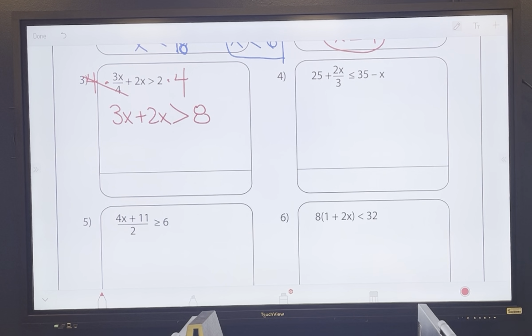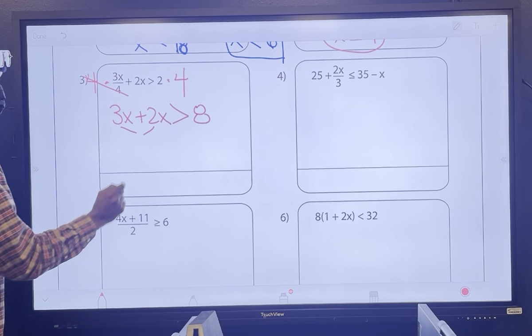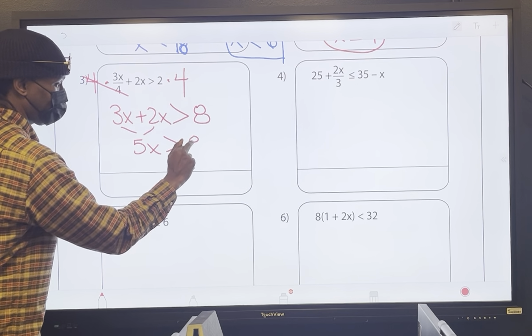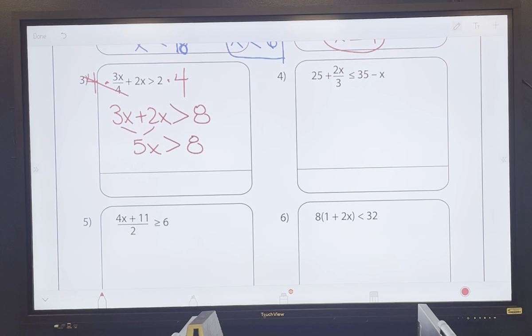Who's lost on that? Understood that? Now we need to isolate the x. Well, before we isolate the x, you have to do what? The 3x and the 2x. What's that called? First word begins with a C, second word begins with an L, third word begins with a T. Combining like terms. So this 3x and 2x is going to make what? 5x. And then that's greater than 8. Then I do what? You divide by 5.